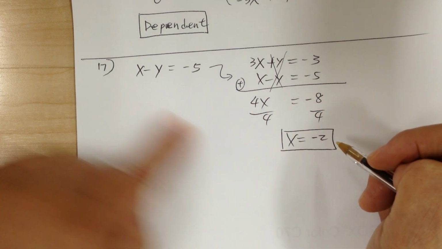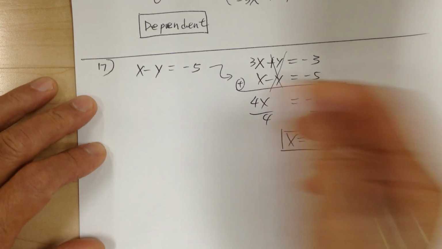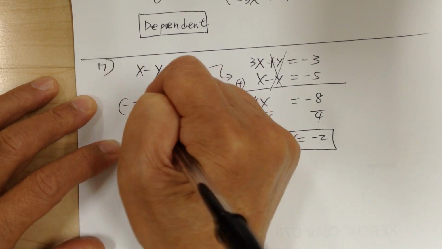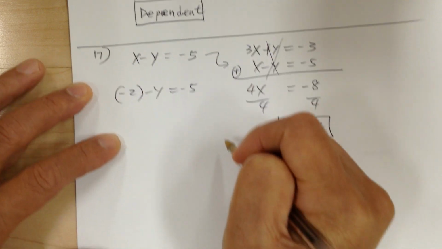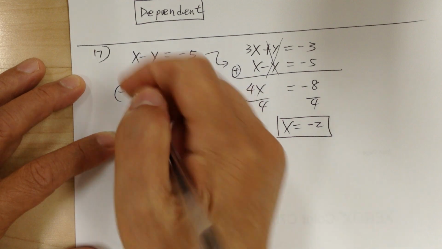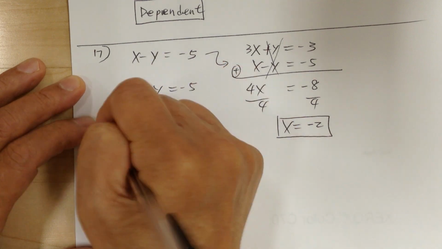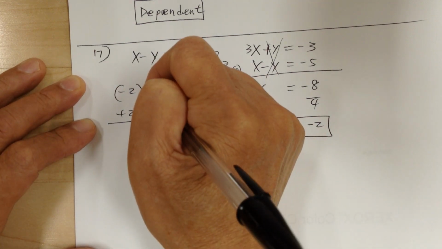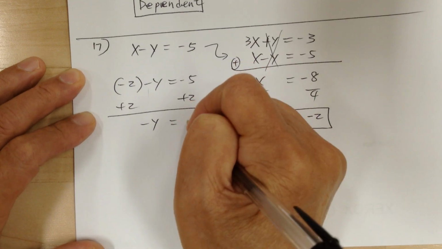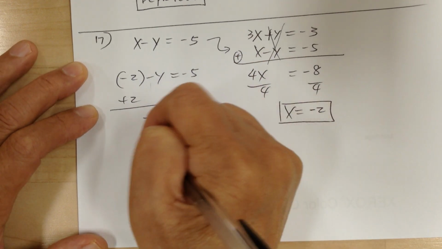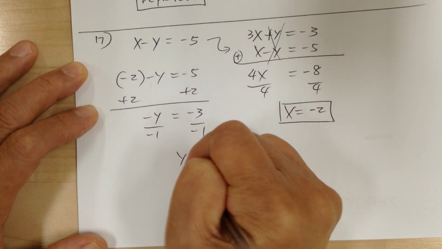Once you do that, you can come over here and substitute. So you've got -2 minus y equals -5. First we have to undo this, so let's add 2. So you've got -y. Watch, there's a negative here, so make sure you line up. It should be -3. And divide by -1. So y equals 3.